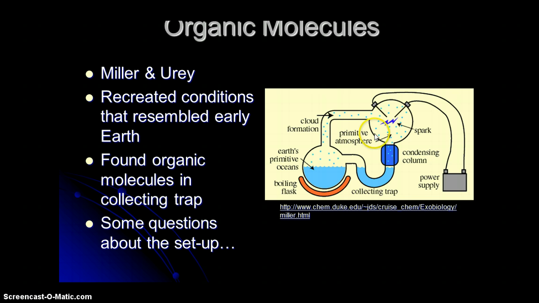And then they provided this spark, and the spark was supposed to represent lightning. Remember we talked about how there were all those storms that were going on? They then cooled it down because the Earth cooled, and then they had this collecting trap. And in this collecting trap is where they found organic molecules. So they found a lot of those organic molecules in that collecting trap. There are a couple of questions that have come up about their experiment since then, and that would be that they think that the atmosphere might be different now than it was then. But it has been retested with new atmospheric conditions and has gotten the same results. Also, they think that there's too much energy supplied, so you might not have gotten it in the quantity that they got it. But you're still able to get the organic molecules.